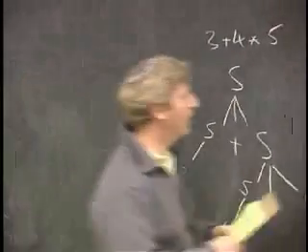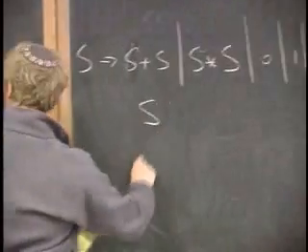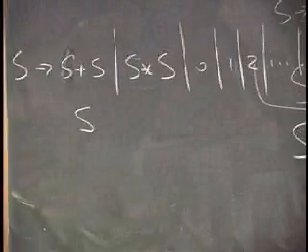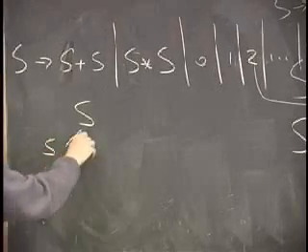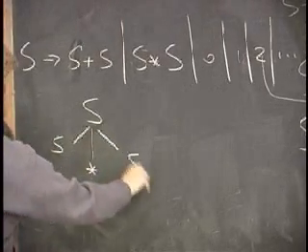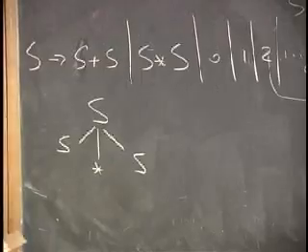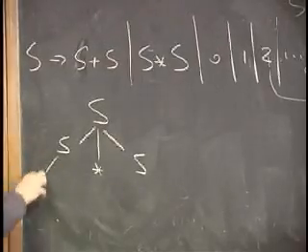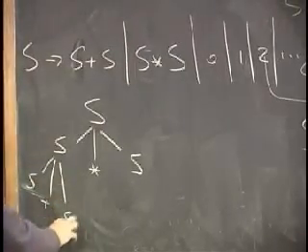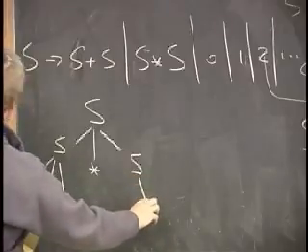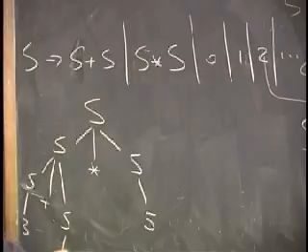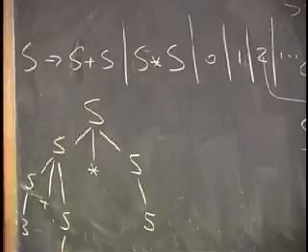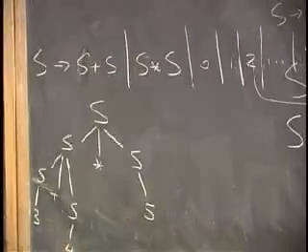Let's come up with a different parse tree. S goes to S times S. So instead of starting with S plus S, we're going to start with S times S. Now the left side becomes S plus S, and the right side becomes 5. And this becomes 3, and this becomes 4. There's the parse tree.